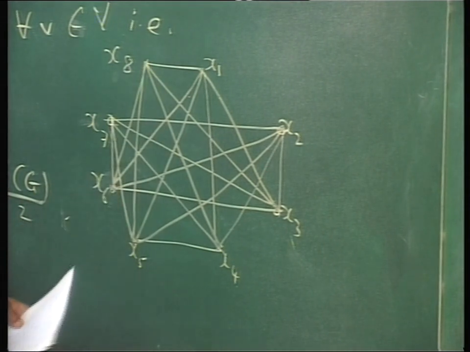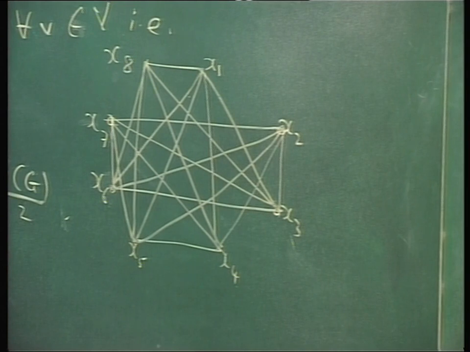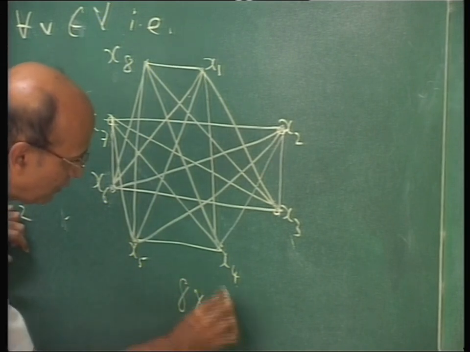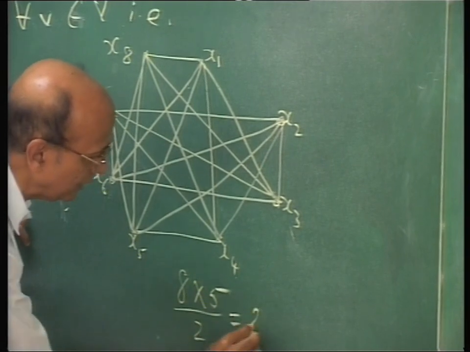Is that it? Yeah. So each vertex has degree 5. Because the degree is 5, the total number of edges is 8 times 5 divided by 2, 20 edges.